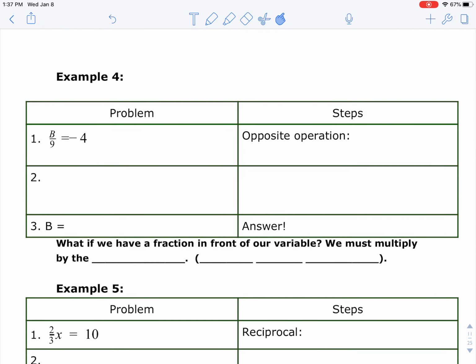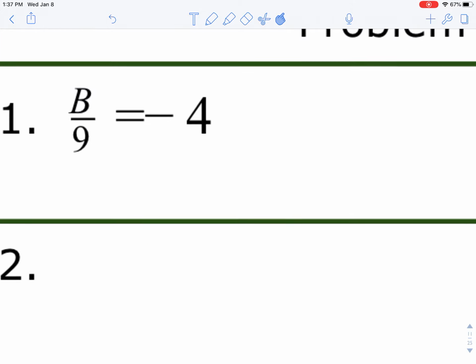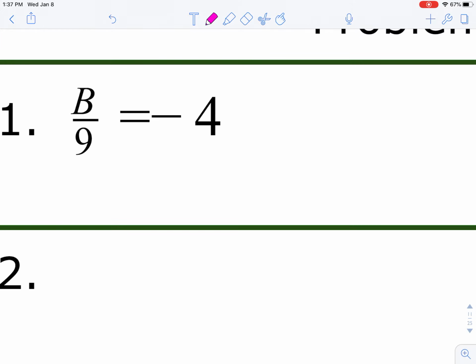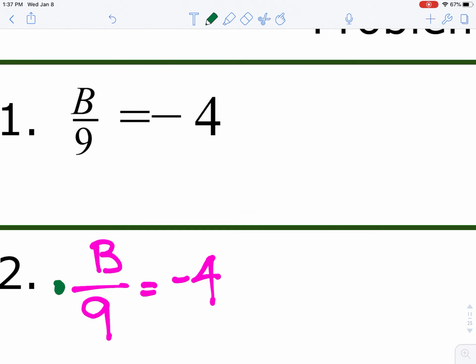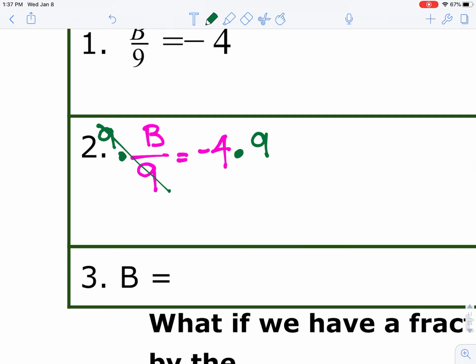Example 4 is division, because you have your fraction, so that opposite operation would be multiplication. So I'm going to multiply by that number that's in my denominator because I'm trying to get that to cancel out. So I'm just going to come over here and say b divided by 9 equals -4. I got to multiply both sides by that 9. Those will cancel and leave me with b, and negative 4 times 9 gives me a negative 36.